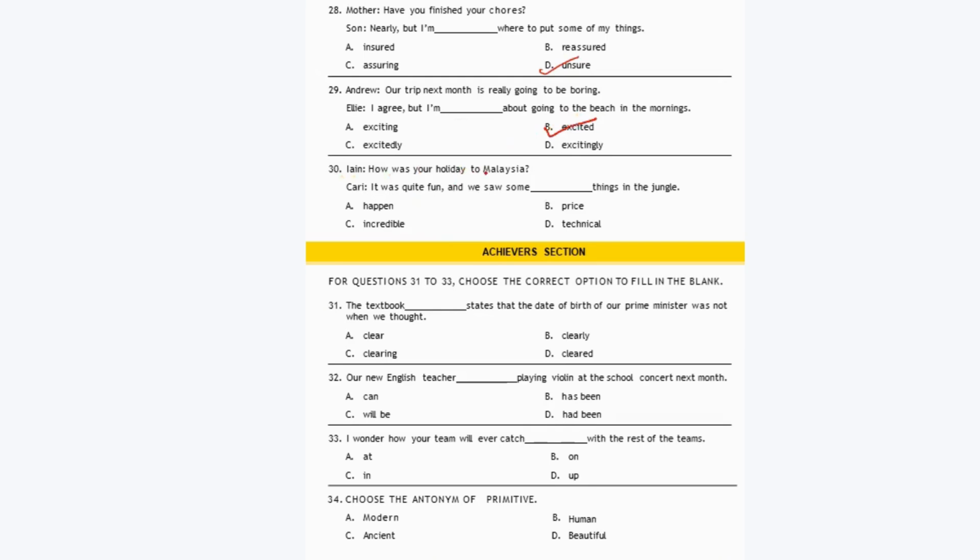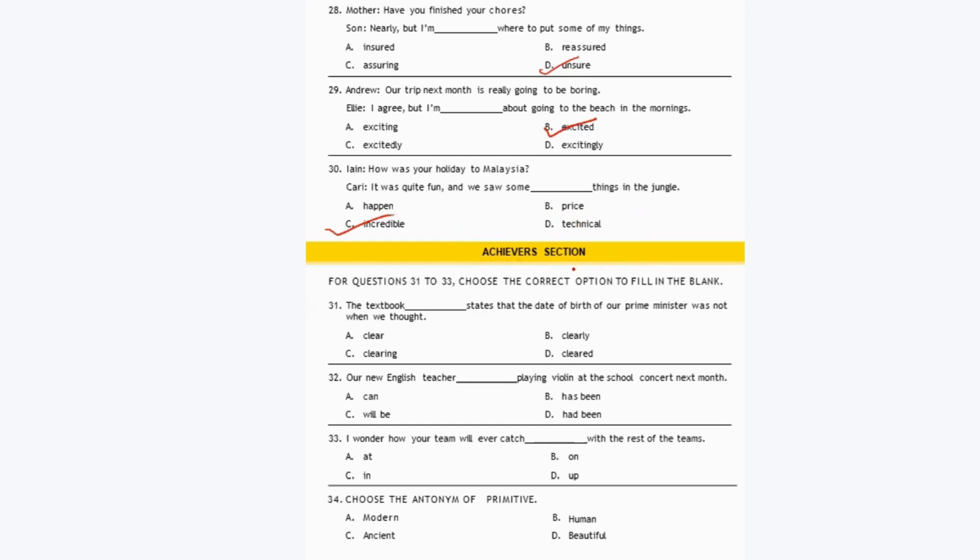And how was your holiday to Malaysia, Carrie? It was quite fun. And we saw some dash things in the jungle. So it should be incredible things in the jungle. Incredible means unbelievable things in the jungle. Okay, so with this, we have completed the third section. And now let's move to the last section, that is your achievers section.